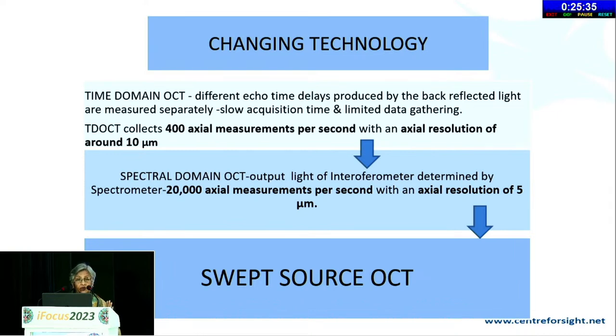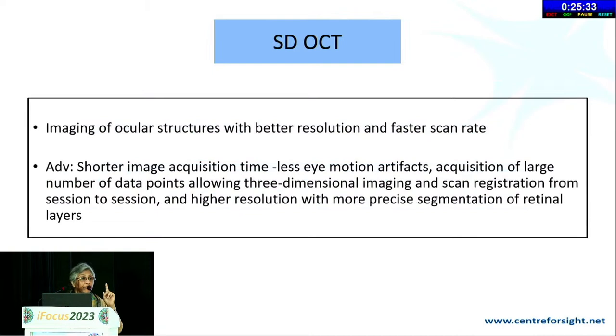The new kid on the block was swept source OCT. Mind you, swept source OCT might come as a short note. Please prepare it. Compared to spectral domain, you can image ocular structure with better resolution, very fast. We want something very fast, right? Because with a shorter acquisition time, when the eye moves, and it's very difficult to keep a steady eye, motion artifacts are not translated into the image. Then you can collect a huge amount of data, so you can reconstruct three-dimensional imaging.